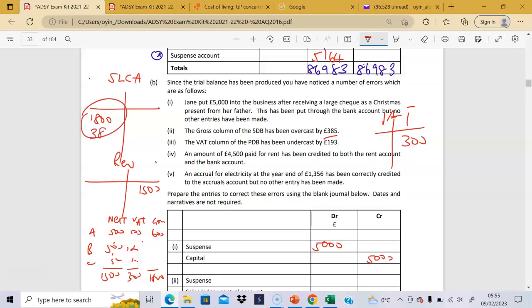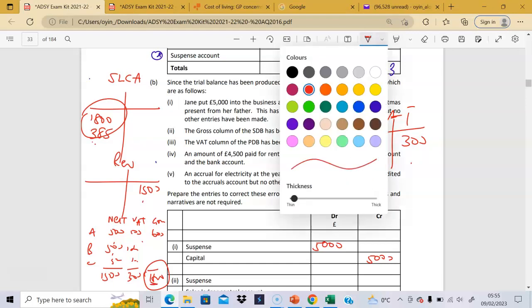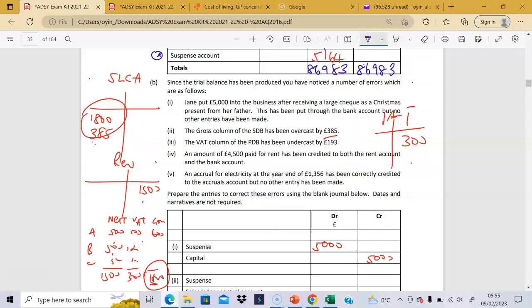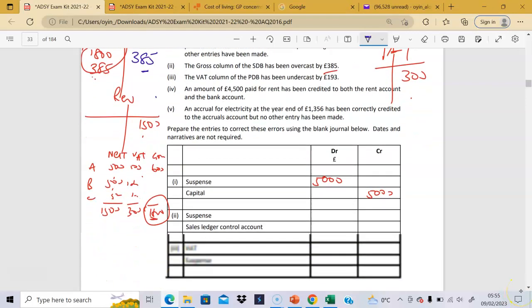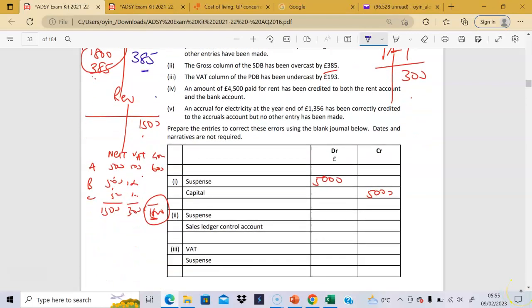So I'm just going to put 385. You had added this too much. So that's why there's a difference between your debits and your credits. So your job is to then find a way to fix that by crediting this 385 and thus debiting the suspense account, right? So I will debit the suspense account 385 and credit the sales ledger control account 385, right? And that's how you deal with that one.